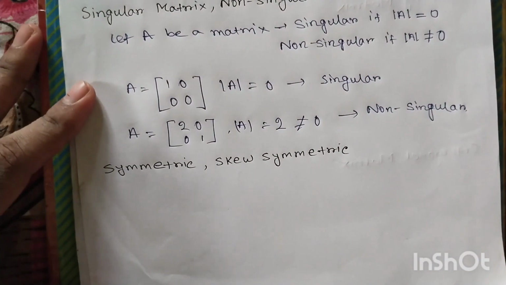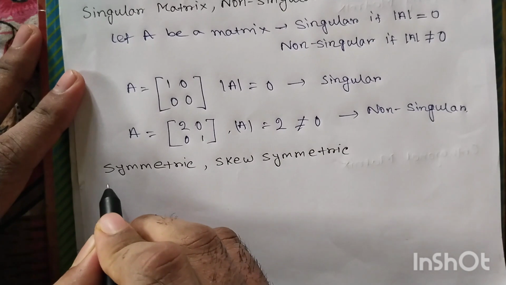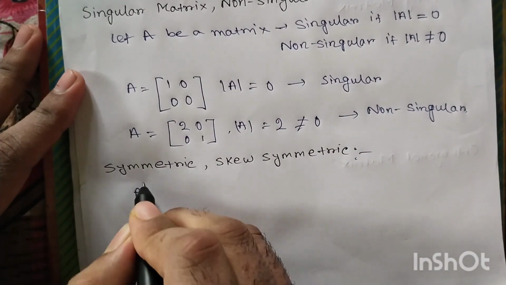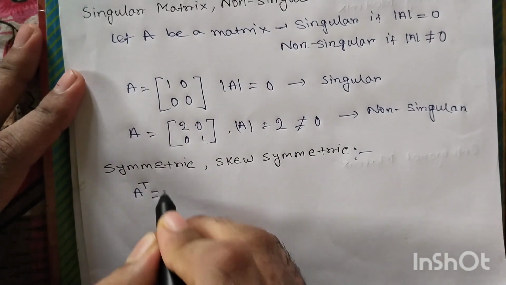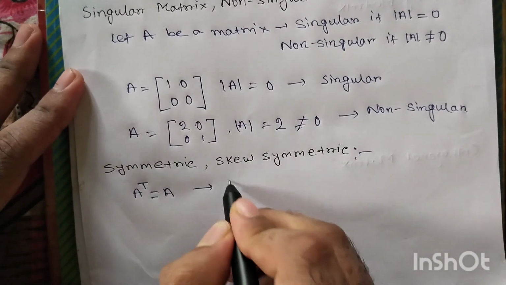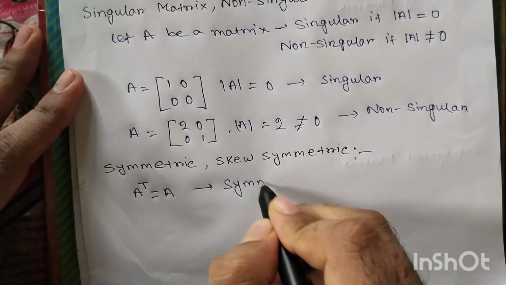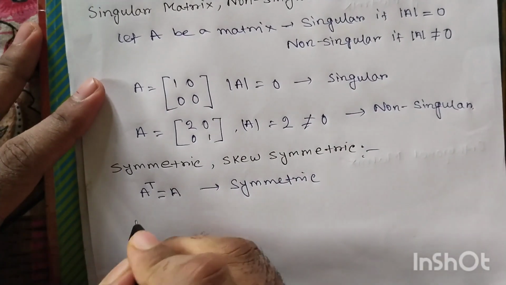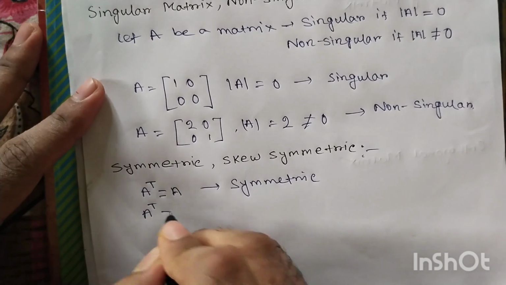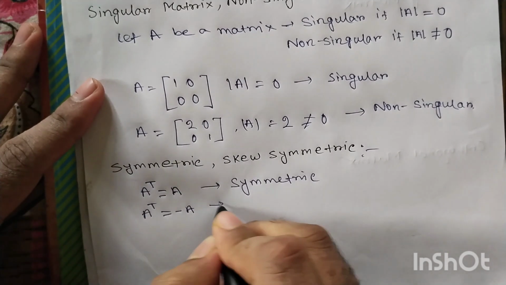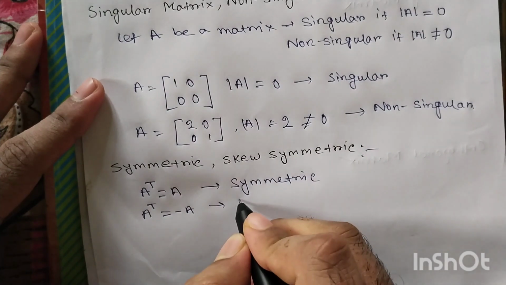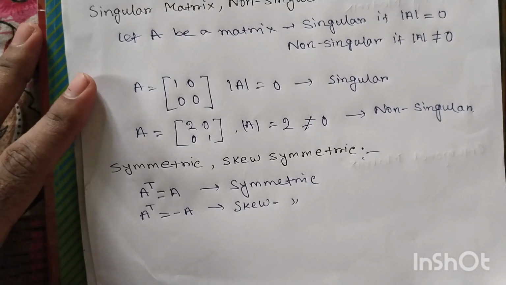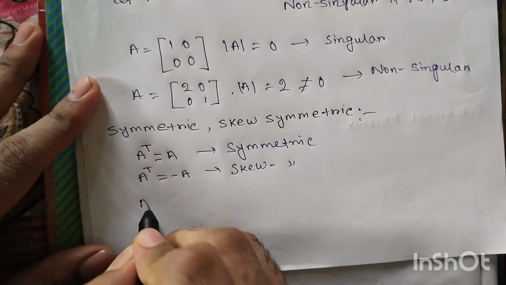next, symmetric and skew symmetric matrix. A matrix is said to be symmetric if the transpose of A is equal to A. This is called symmetric. And for the case of skew symmetric, if the transpose of A is equal to negative of A, then this is skew symmetric. Okay, let's take an example.